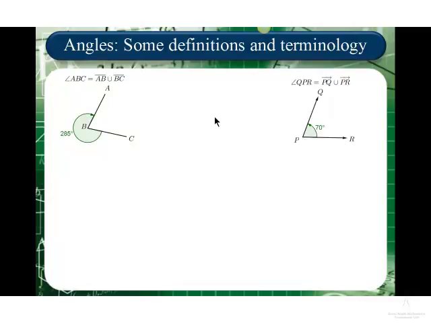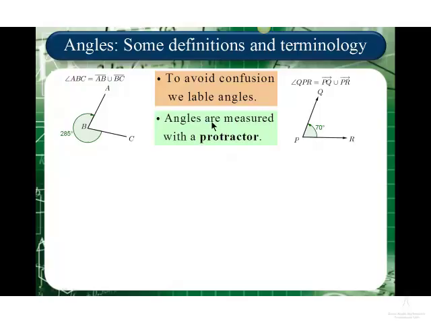We will start by looking at some definitions and terminology linked to angles. Here we have two representations of angles, and in this case it is very important to indicate which region of the representation is linked to the angle. You can see in this case, this particular region inside. There is also a region outside that can be associated with an angle. So as to avoid confusion, we label angles in general. Also, in general, angles can be measured with a protractor.